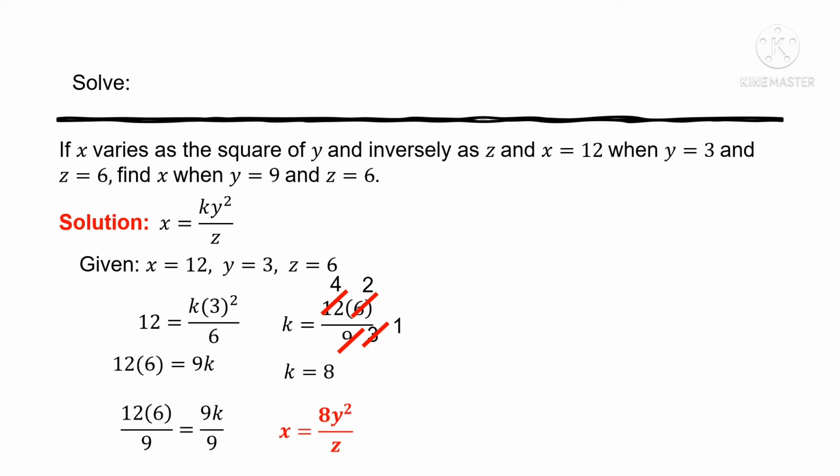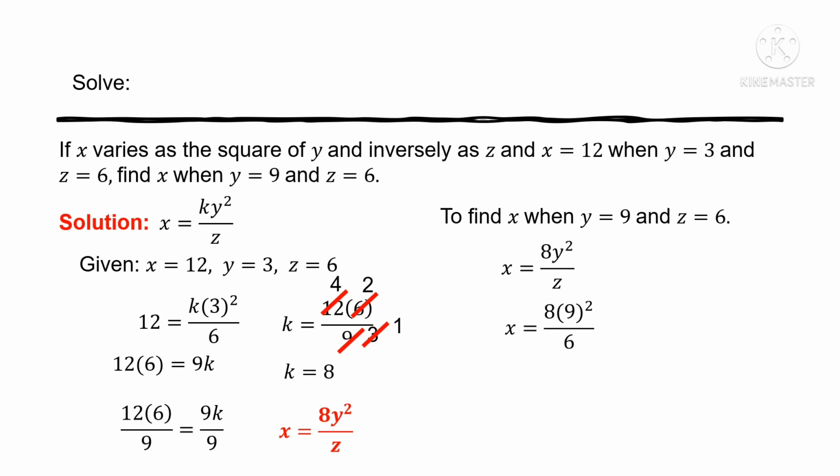Tapos, ang equation of variation naman natin ay x equals 8y squared over z. So, ito yung nanggaling dito. Pinalitan lang natin yung k ng na-compute nating value. So, ito ang gagamitin natin to solve this problem. Okay? To find x when y is 9 and z equals 6, so we use this formula or equation of variation. Palitan natin yung y ng 9 at yung z ng 6. Okay? So, ang ibig sabihin ng 9 squared, mag-multiply natin yung 9 2 times by itself. So, 8 times 9 times 9.